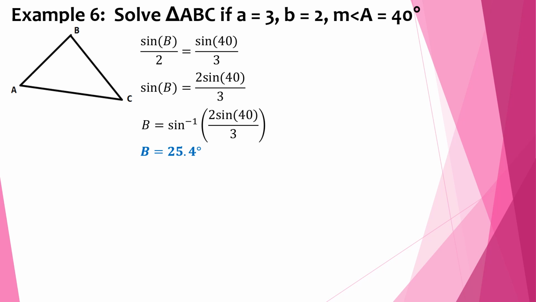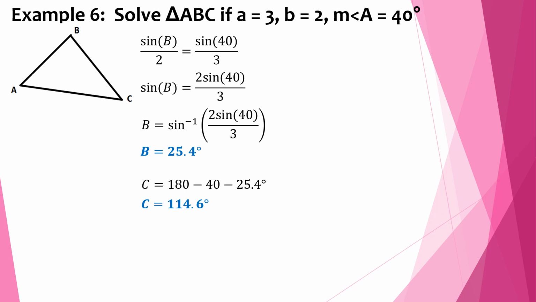Now to find the measure of angle C, we're going to subtract each of those angles from 180. So 180 minus 40, angle A, and 25.4, angle B, gives us 114.6 degrees for the measure of angle C. Cool. So that's an obtuse angle. That's definitely the largest angle, so it's across from the longest side. Again, not drawn to scale. Just stick with me. It's okay.